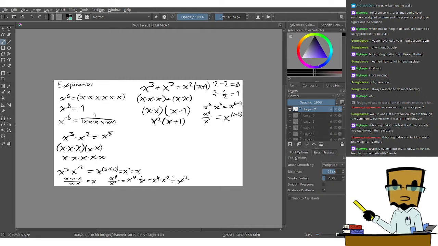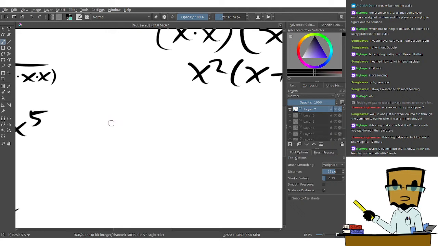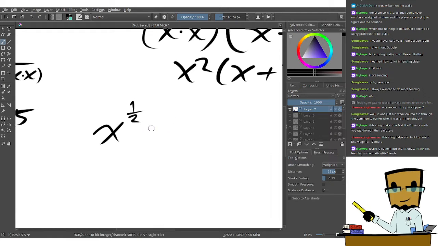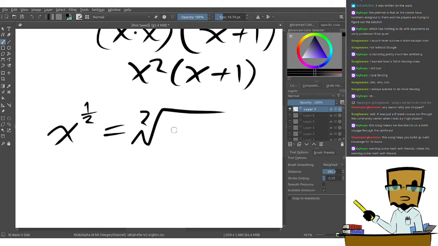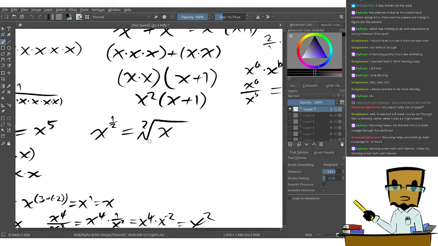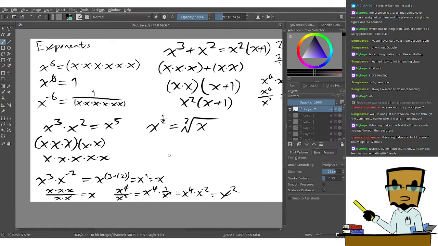Oh yeah. Fractions. This is the fun part. So, x to the power of 1 over 2 is the same as the second root of x, aka the square root. So, I believe that makes sense.